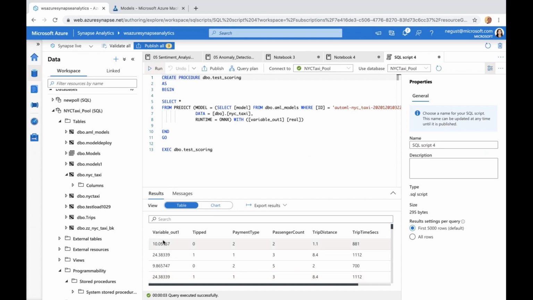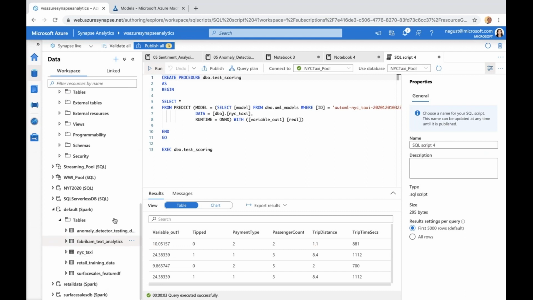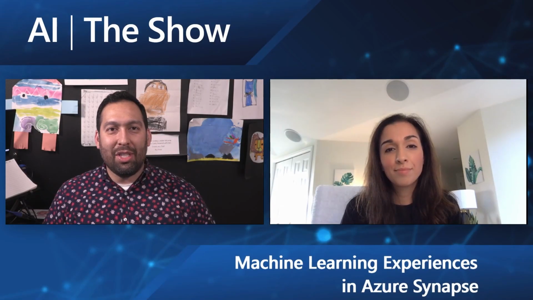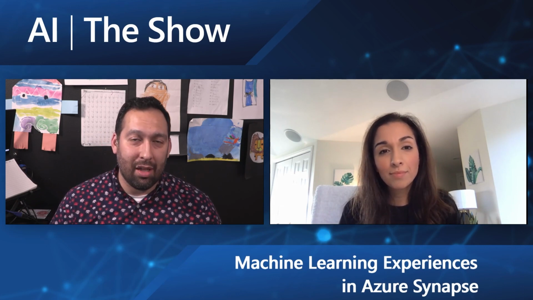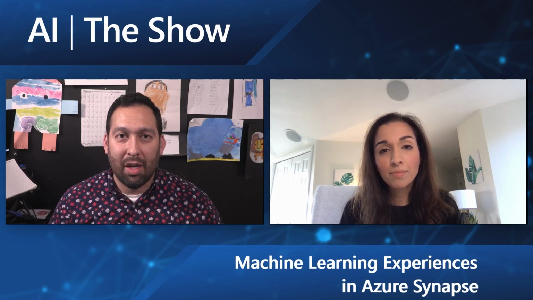So you see the predicted values here. And the great thing about this is that you can now take this and use this in your Power BI reports, for example. And this is how you can enrich data for analytics. This is pretty cool because you basically used automated machine learning to build a model, and then you used that same model to enrich data that was already available inside of Azure Synapse.